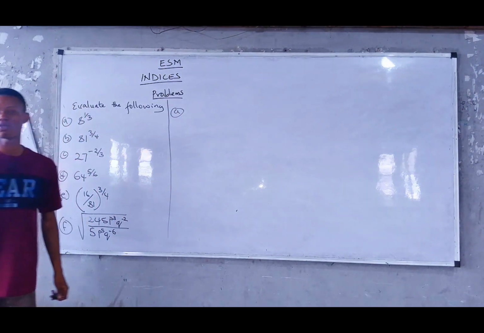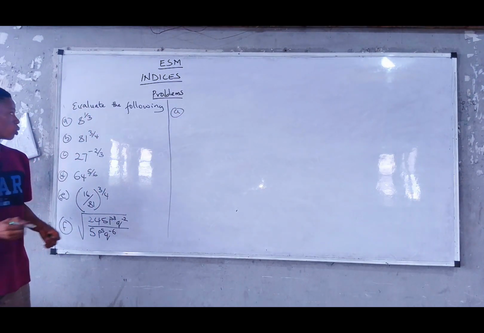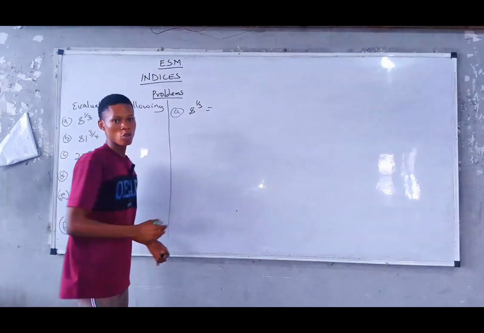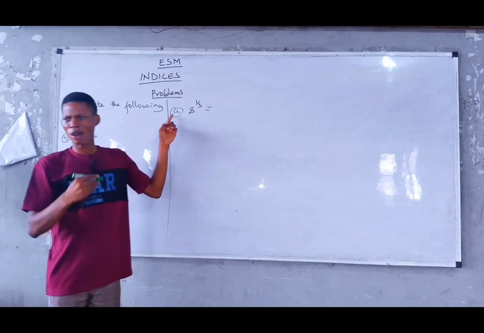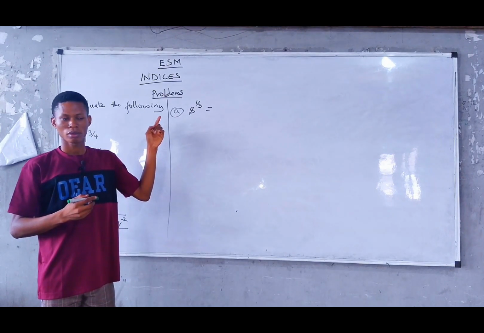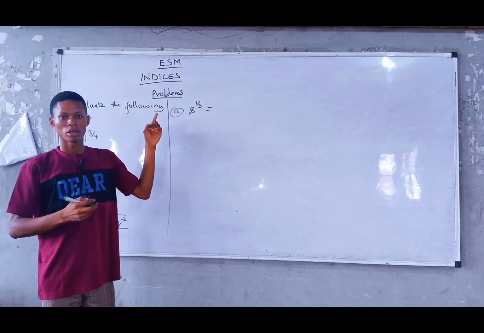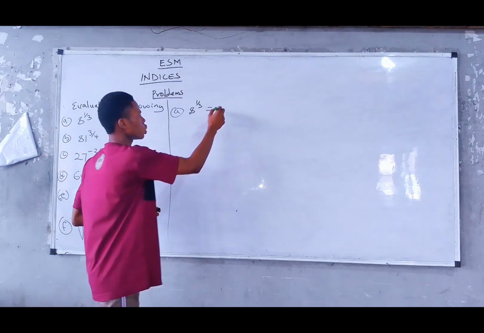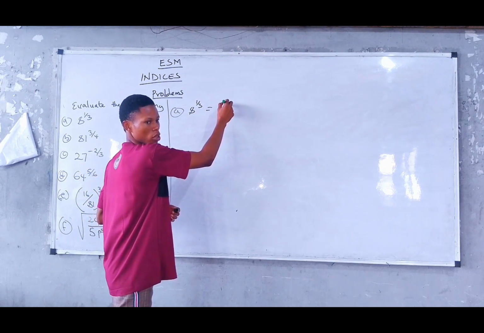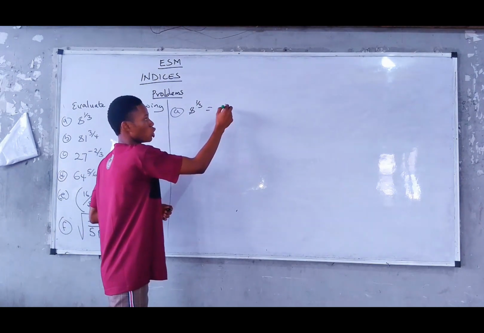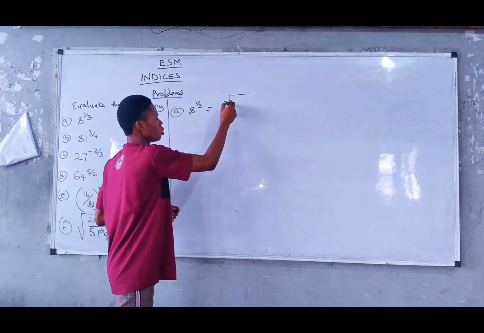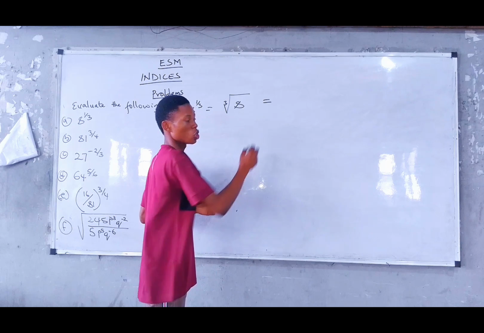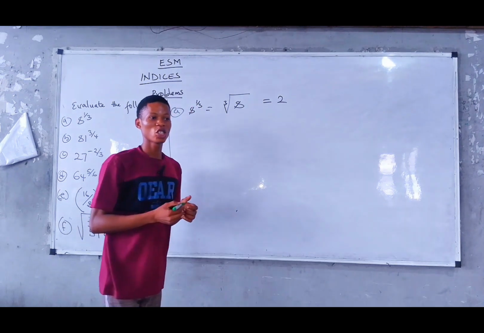I want to actually check if you understand all the 8 laws we've talked about. So the first one here says 8 raised to power 1 over 3. Now you agree with me. Which law are we going to apply here? You said? No. Root power law, right? So now this is the same thing as what? 8 raised to power 1 over 3 is cube root of 8. And cube root of 8 is what? 2.